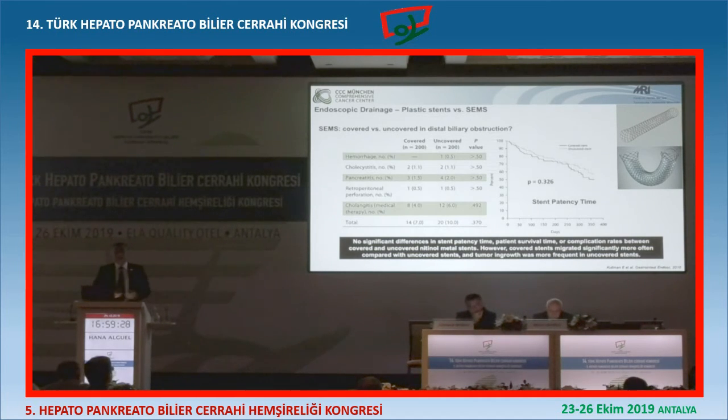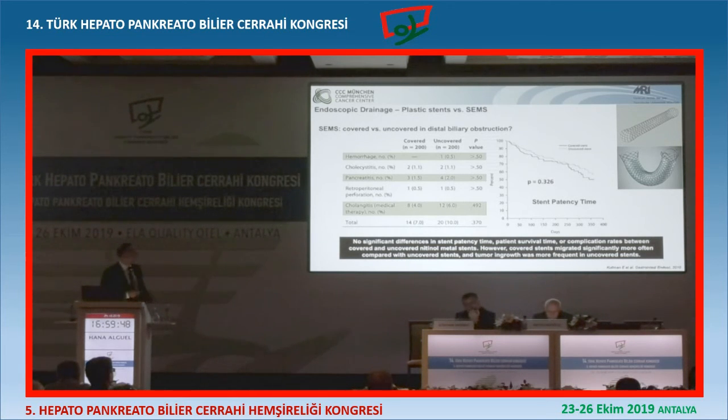So there was another issue, should we use covered or uncovered metal stent? For all those who are gastroenterologists among the audience, they know that there is this discussion, should we use a covered or non-covered metal stent? This issue has also been more or less solved.